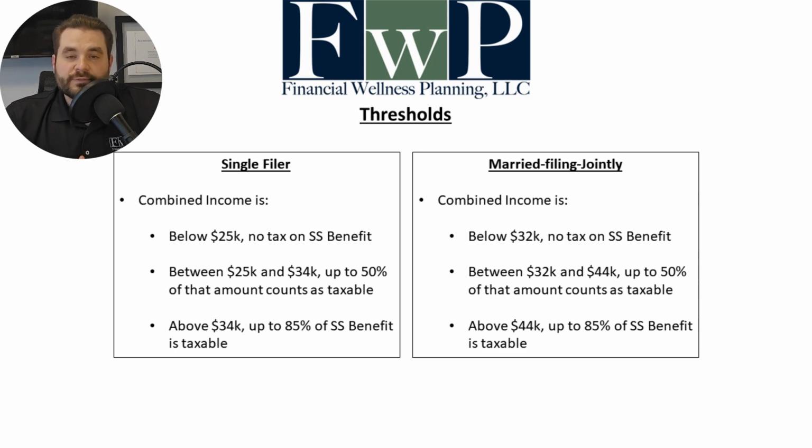If you're a single filer, if you have a combined income of $25,000 or less, then none of your Social Security benefit is going to be subject to income taxes. Any of your combined income that falls between $25,000 and $34,000, 50% of that amount becomes taxable Social Security income. And then for any of your combined income over $34,000, 85% of that amount can be considered taxable Social Security income. If you're married, then those thresholds go up marginally.